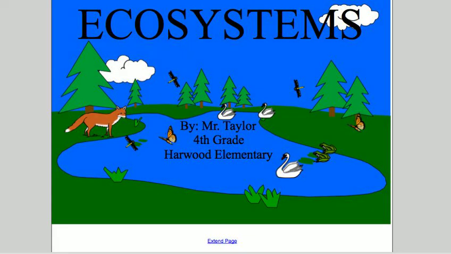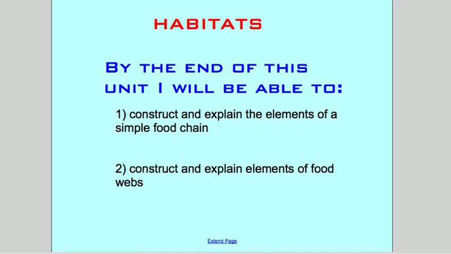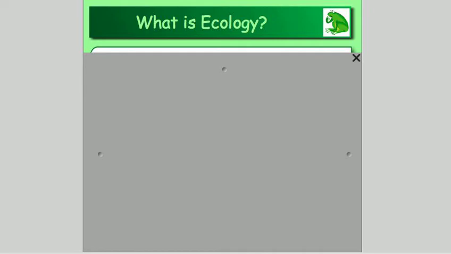Ecosystems, a smart board unit for grade 4. By the end of this unit, students will be able to construct and explain the elements of a simple food chain and construct and explain the elements of food waste.